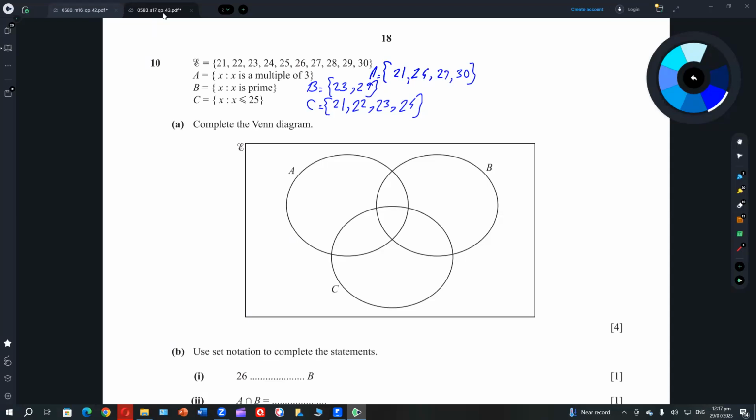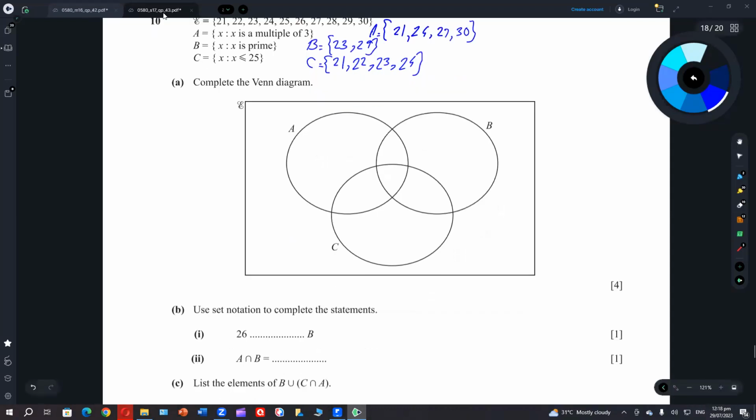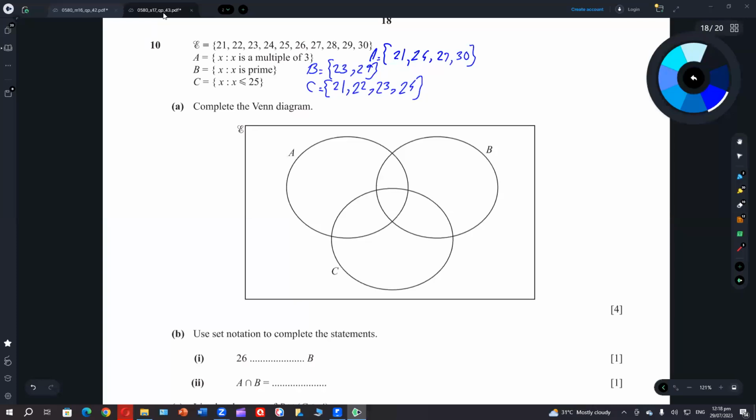Complete the Venn diagram. Is there any number which is present in all A, B, and C? No. So we do not write anything here. Okay. Any number which is common between A and B? 29. Wait, no. So just for the time being, I put 2 crosses here. Anything common between A and C? Yes. 21 and 24.